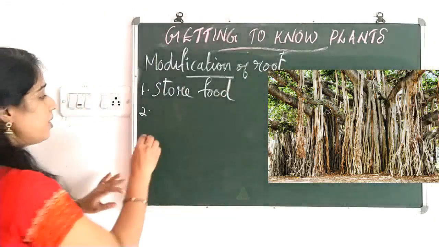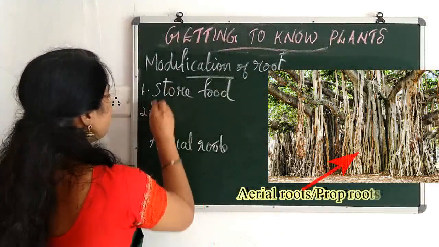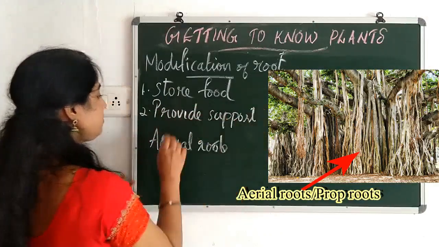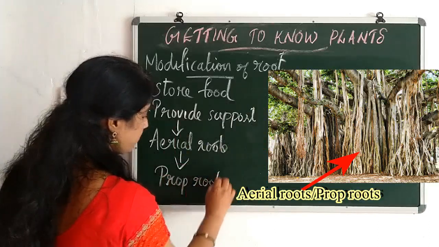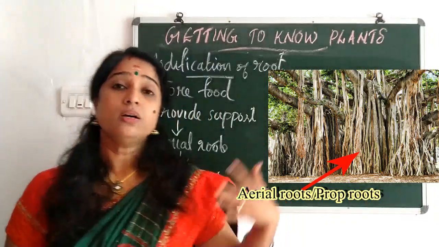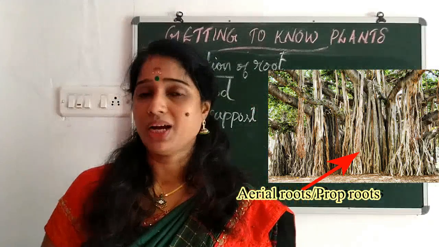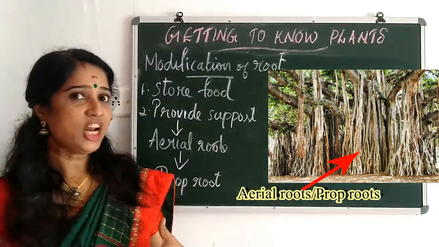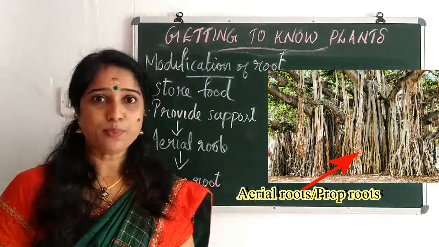Such roots are known as what? Aerial roots. So here roots are modified to provide support. And such roots are known as aerial roots, and they can be called prop roots. They are there to provide support, especially in the case of banyan tree, because it's a very big tree, it needs extra support. So the roots start growing from the branches and go into the soil also. Those roots are known as aerial roots, and aerial roots can be called prop roots.